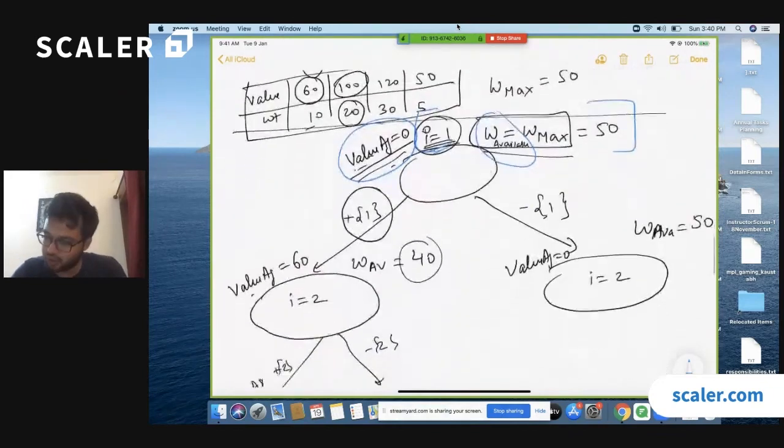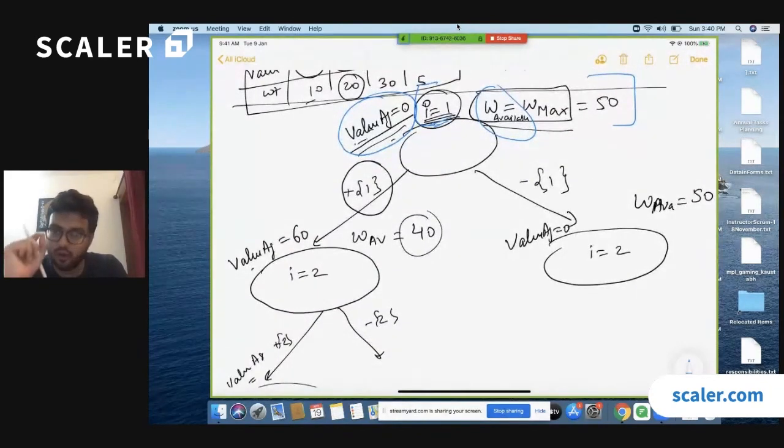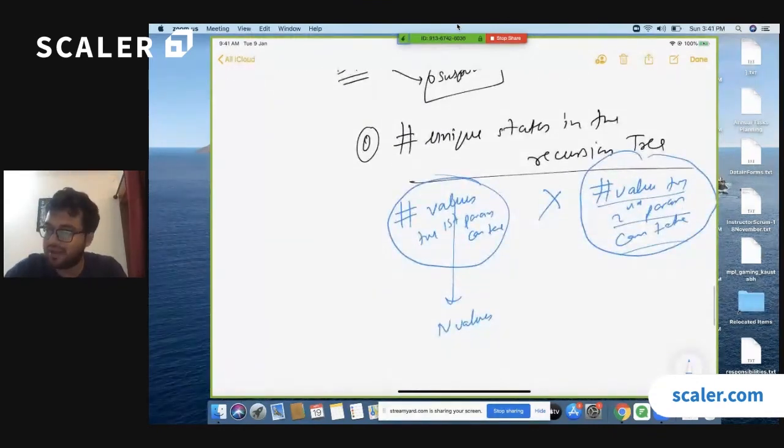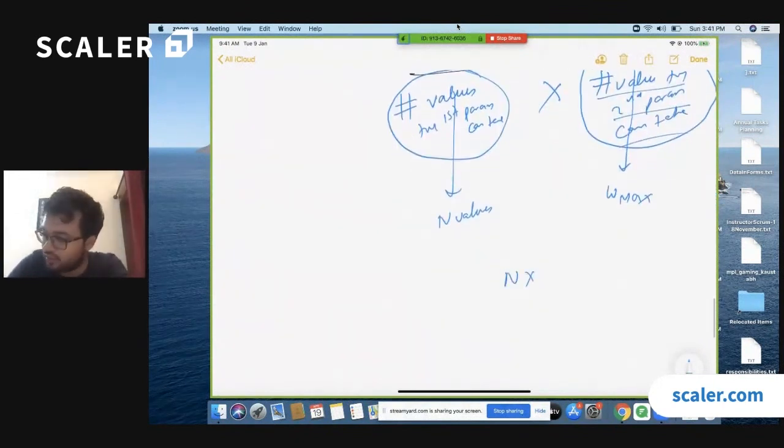Does that make sense? If you are traversing the tree on the left side, you are definitely going to reduce at least 1 unit, because I can assume that every element in this supermarket had at least 1 unit of weight. It did not have fractional weights, it had natural number weights from 1 to any weight, right? So the number of values the second parameter can take would be equal to W max. If you multiply these two values, you get n into W max.